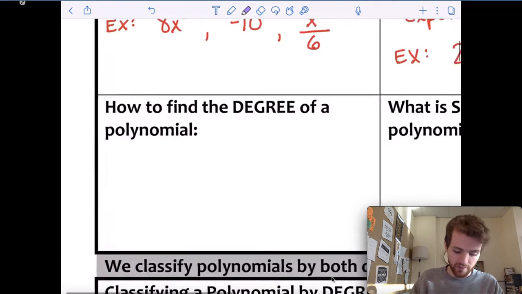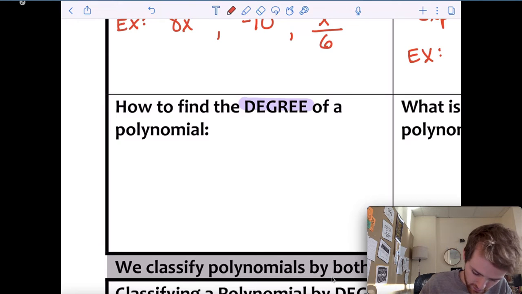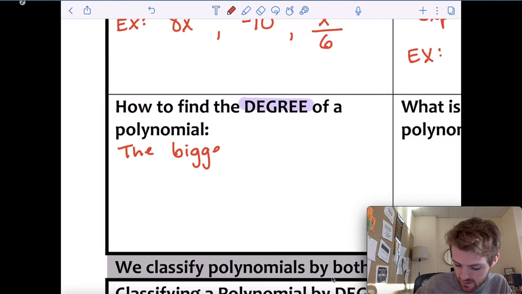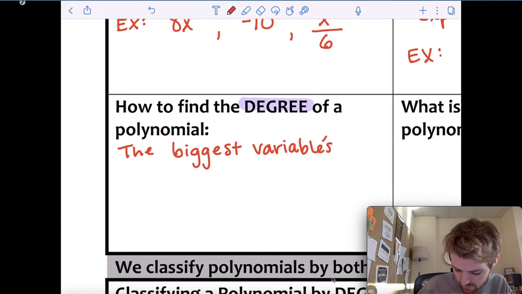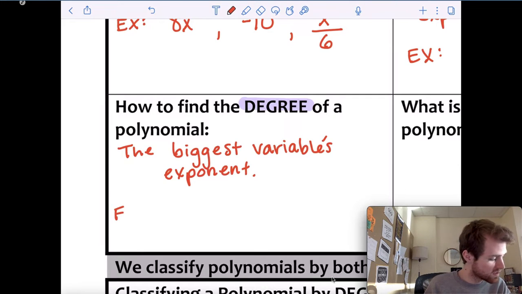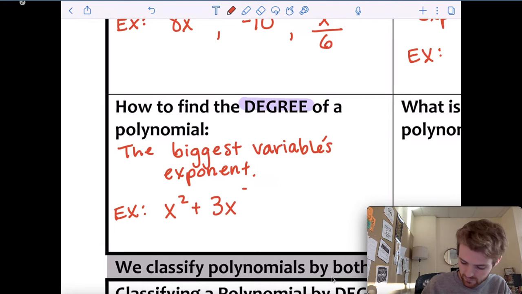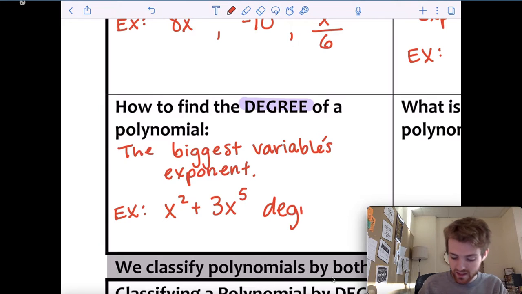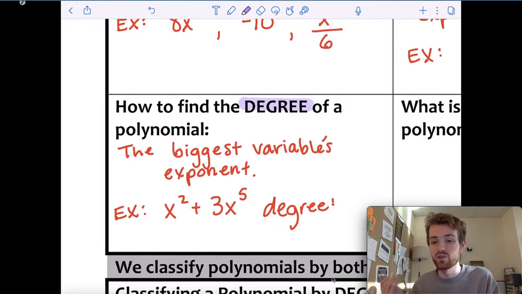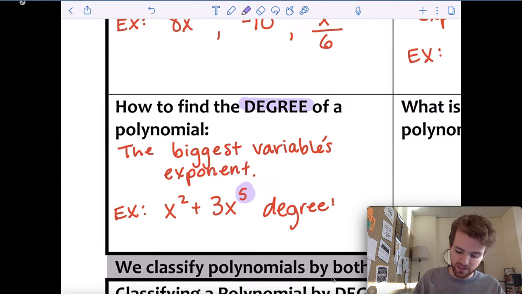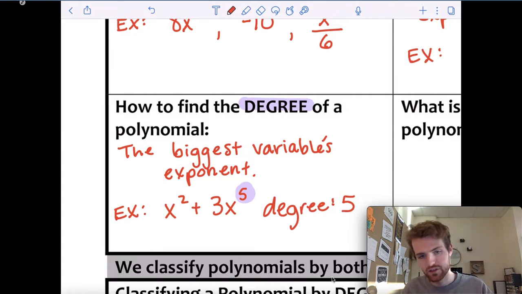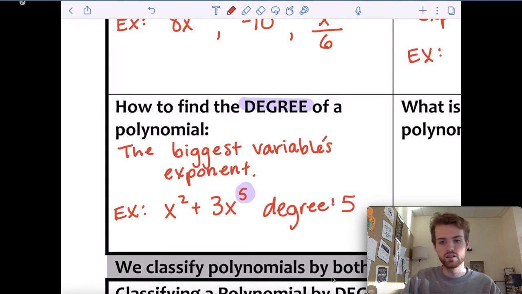The degree of a polynomial is the number of the biggest variable's exponent. So, for example, we might see something like x squared plus 3x to the 5th. The degree here is, well, what's the biggest exponent we see? The biggest exponent we see is 5. Simple as that. The degree is just that number of the biggest.